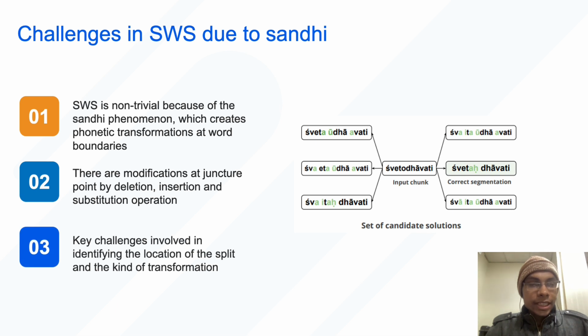The key challenges involve identifying the location of the split and the kind of transformation. So in this example, there are 6 possible syntactically valid splits, but the task is to find the split which is also semantically valid.